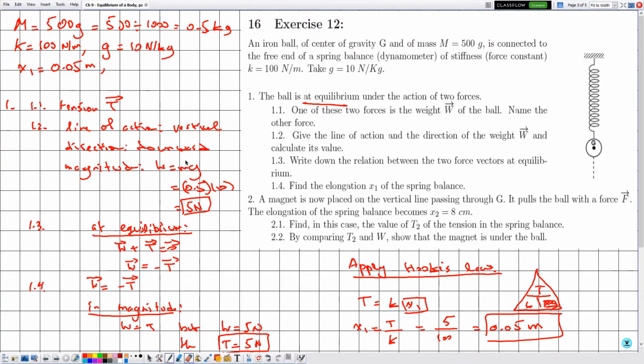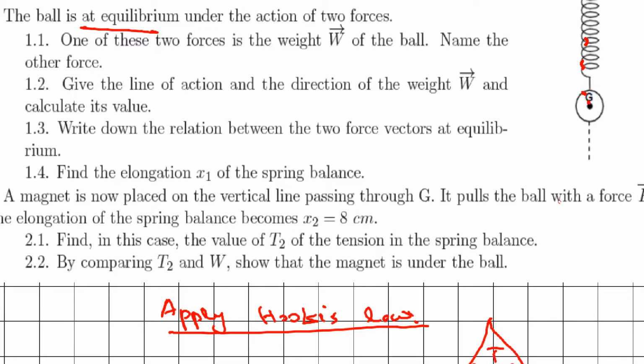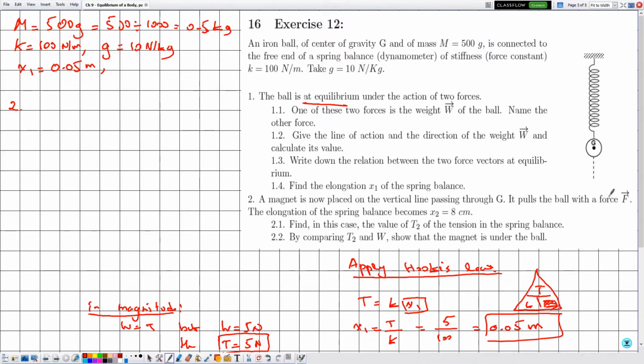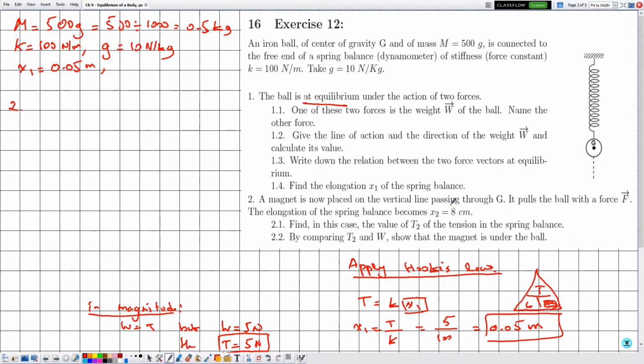Now in number 2, they are telling me a magnet is now placed on the vertical line passing through G. So this is the vertical line passing through G. Whenever we say the magnet is placed, it can be placed either inside the spring or here, so it will pull the ball either upward or downward. It pulls the ball with a force F, so the force F will be upward or like this, downward. Now the elongation of the spring balance becomes x2 equal to 8 centimeters, which is 8 divided by 100, equal to 0.08 meters.